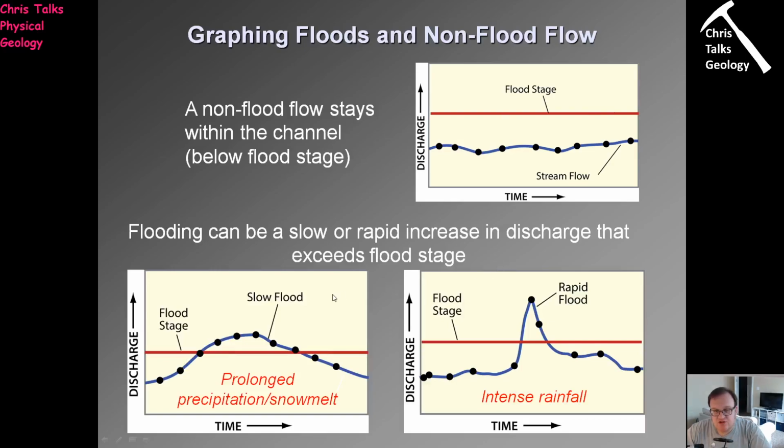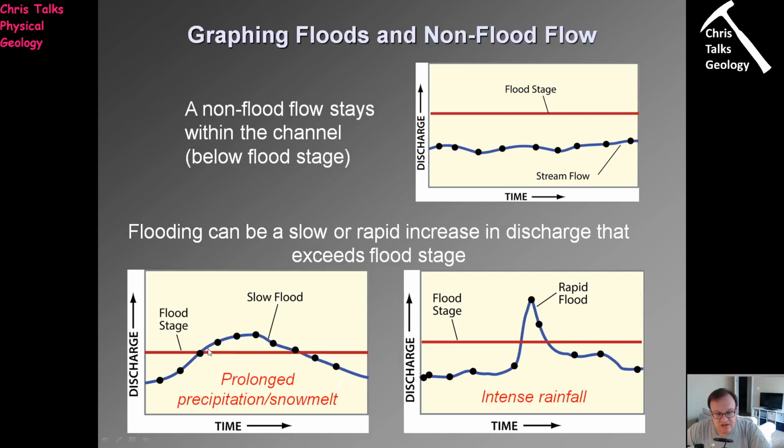So these are two different styles of flood. If we have a flood where we have a steady increase in the amount of water or steady increase in the velocity of our river, we're going to see the discharge get higher and higher and higher till it crosses the flood stage.